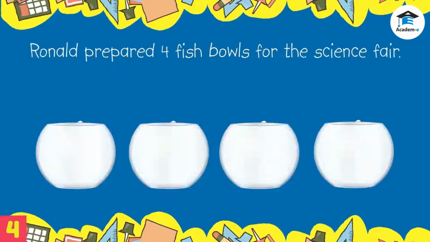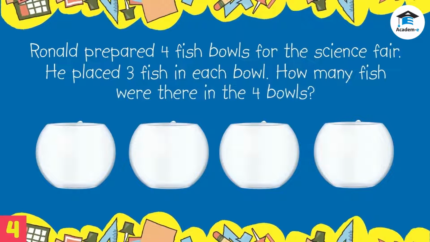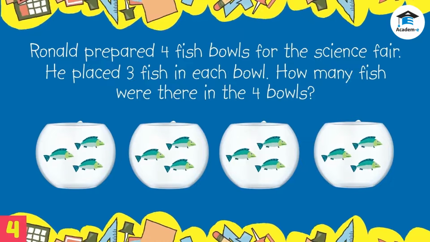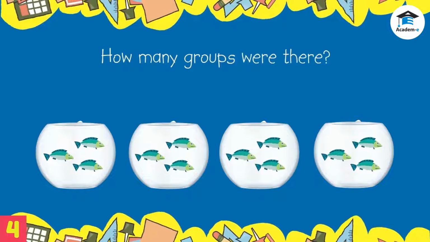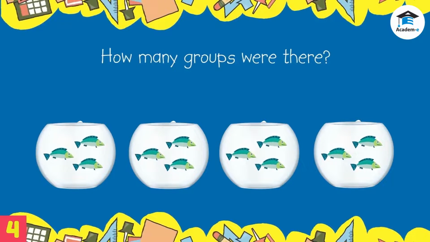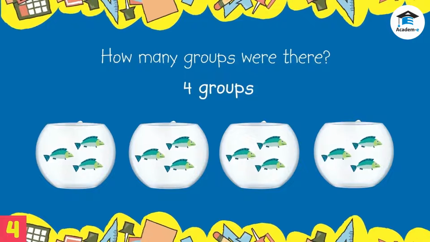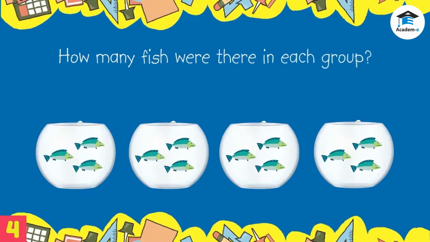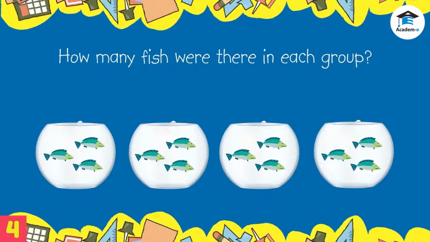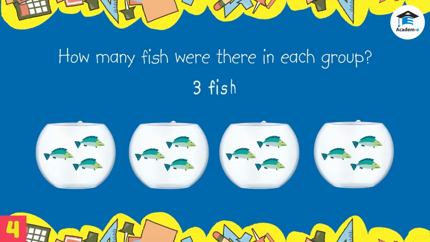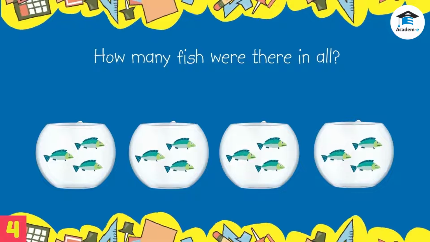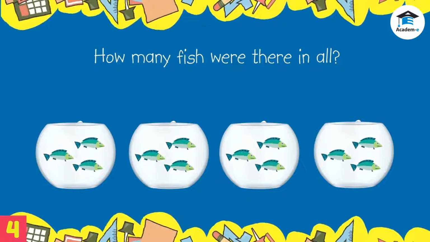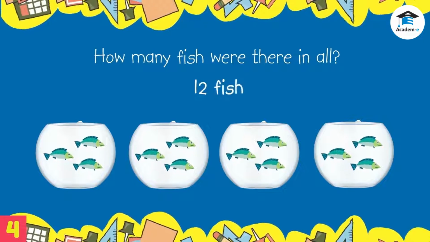Ronald prepared 4 fish bowls for science fair. He placed 3 fish in each bowl. How many fish were there in the 4 bowls? How many groups were there? 4 groups. Next. How many fish were there in each group? 3 fish. Next. How many fish were there in all? 12 fish.